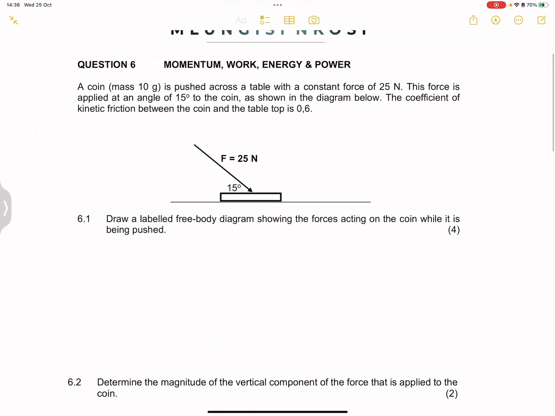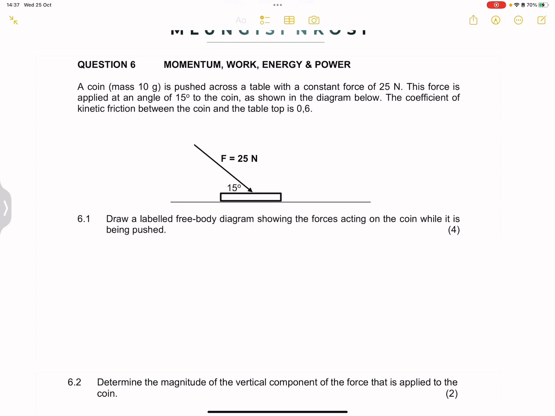All right, so let's continue. They say to us, we've got a coin with a mass of 10 grams, which is pushed across a table with a constant force of 25 newtons. This force is applied at an angle of 15 degrees to the coin, as shown in the diagram. The coefficient of kinetic friction between the coin and the table is 0.6. Firstly, they say draw a labeled free body diagram showing the forces acting on the coin while it is being pushed.